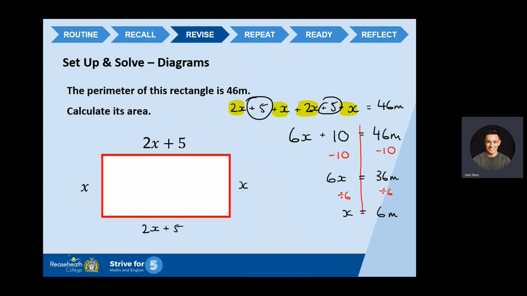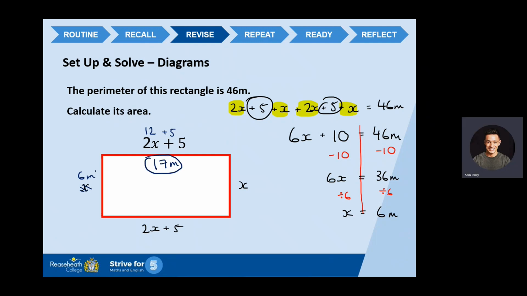We can now substitute it back into the question. And for this, I'll change the column of n. So instead of x now, we can put in 6. So get rid of the x. Let's put in 6 meters. 2x plus 5, well, that means 2 lots of 6, which is 12, plus 5 is 17 meters.